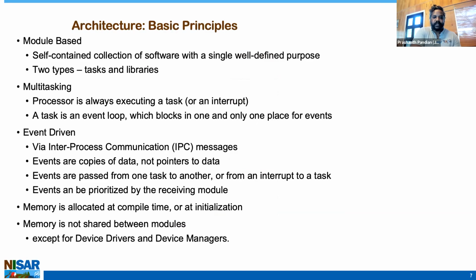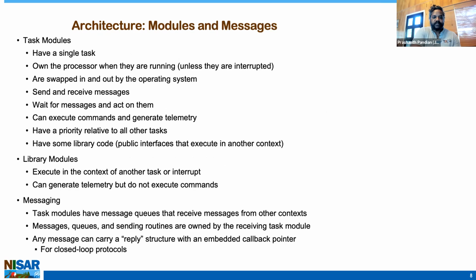So I'm not going to read out every bullet point here. It's more for your information, but most of you are probably familiar with this architecture. It's a priority-based, event-driven system where a task is essentially running on the processor and then yields the processor once its task is done. Processes communicate with each other via our IPC, and everything's statically allocated in terms of memory. And we try not to share memory between our software modules. Next slide. So modules themselves each have a single task, and as I said, they own the processor while they're running, and they swap around based on events or messages that occur in the system. Let's go to the next slide.